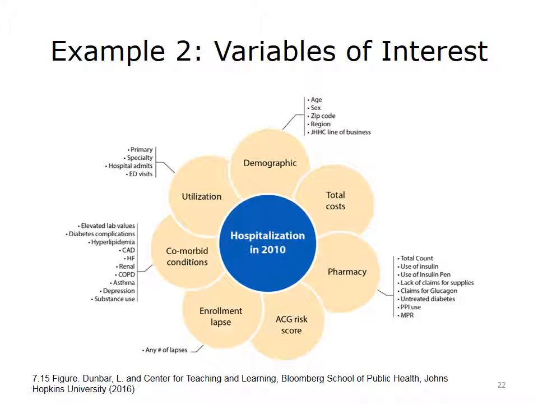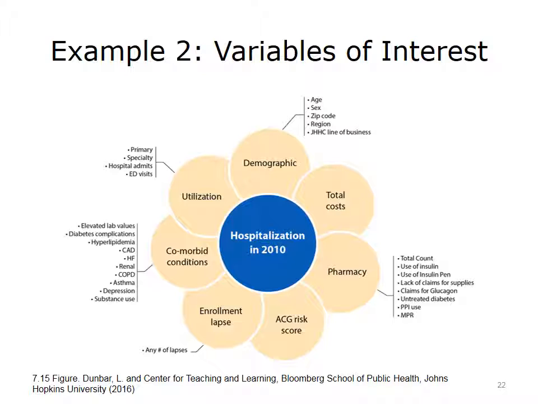One of our predictors was total costs of care. Pharmacy predictors: here they looked at the total count of medications, whether the patient was using insulin, an insulin pen, whether there was a lack of claims for certain supplies that would indicate the patient was engaging in self-management behaviors. Were there claims for glucagon? Was there untreated diabetes, PPI use? And you also have medication possession ratios, which we talked about earlier in the presentation.